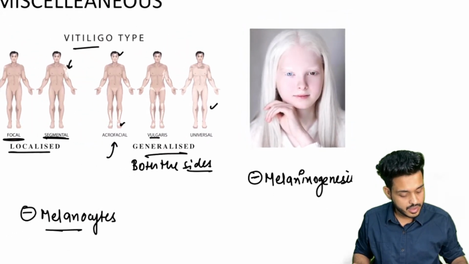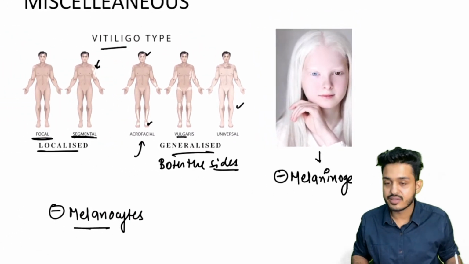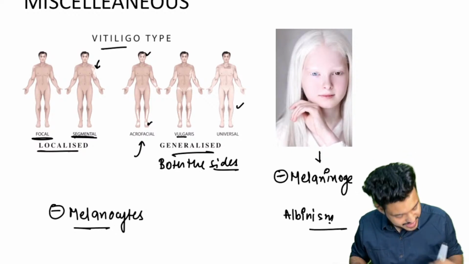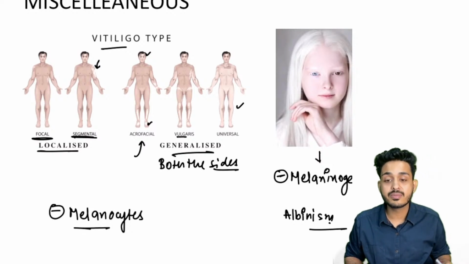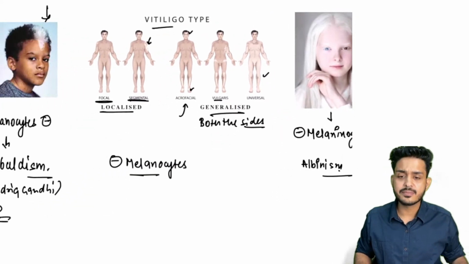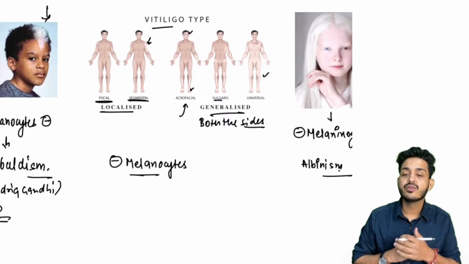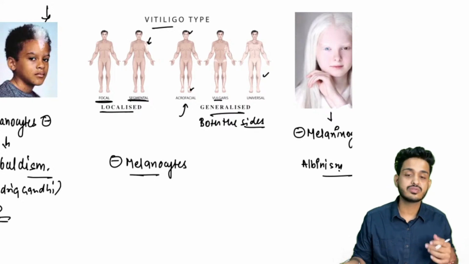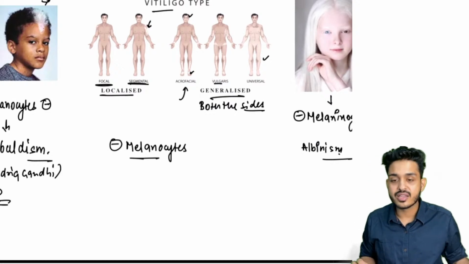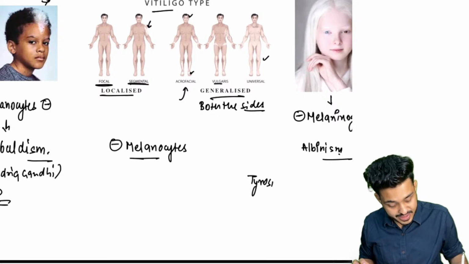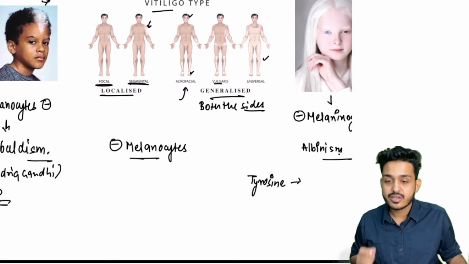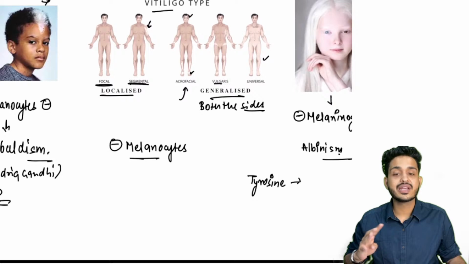Let's talk about this situation. This situation is albinism, and here there is a problem in melanogenesis. Melanin is not being formed. From biochemistry, tell me which amino acid helps you form melanin? Remember guys, the amino acid tyrosine forms your epinephrine, norepinephrine, dopamine, along with melanin.